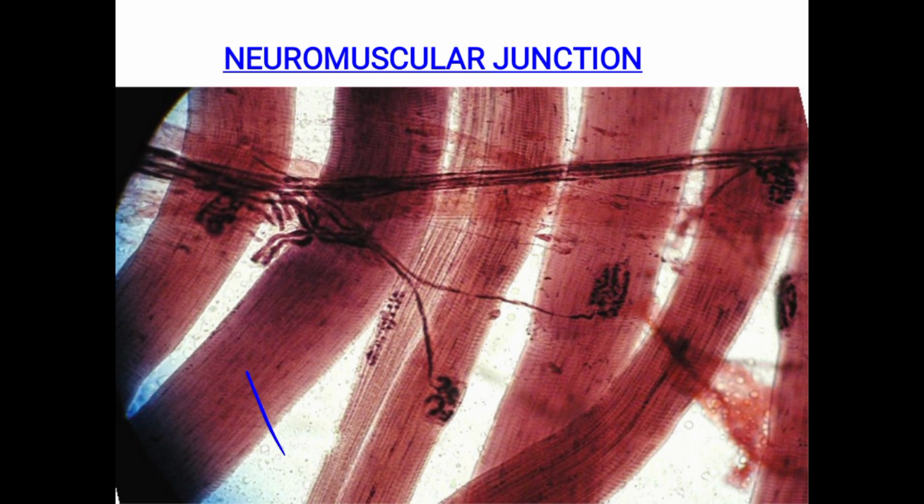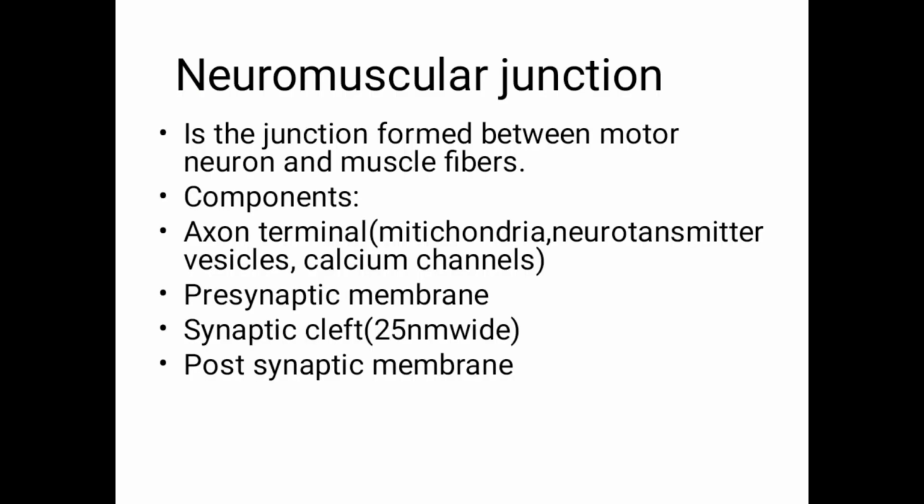You can see these are the skeletal muscles. This is the nerve. Neuromuscular junction, or NMJ. So NMJ is the junction formed between a motor neuron and the muscle fiber. Coming to the components, what it contains. So understood, right? Neuromuscular junction.